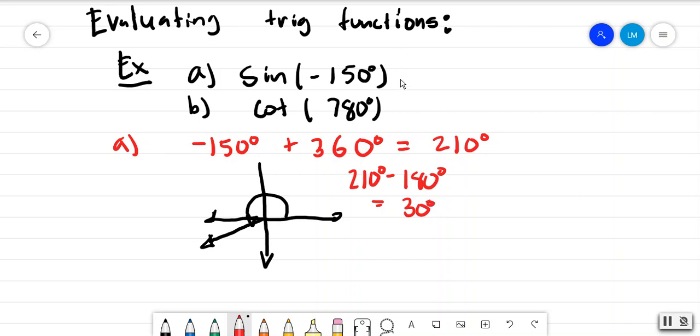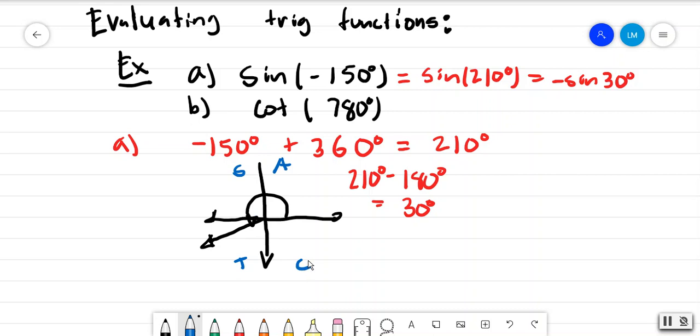So what that means is that this is equal to sine of 210, but this is also equal to sine of 30 degrees. Now, from here, you're just going to make it negative. Why? Because of all students take calculus, so that means that it's going to be negative. Now, here's where things get a little interesting.